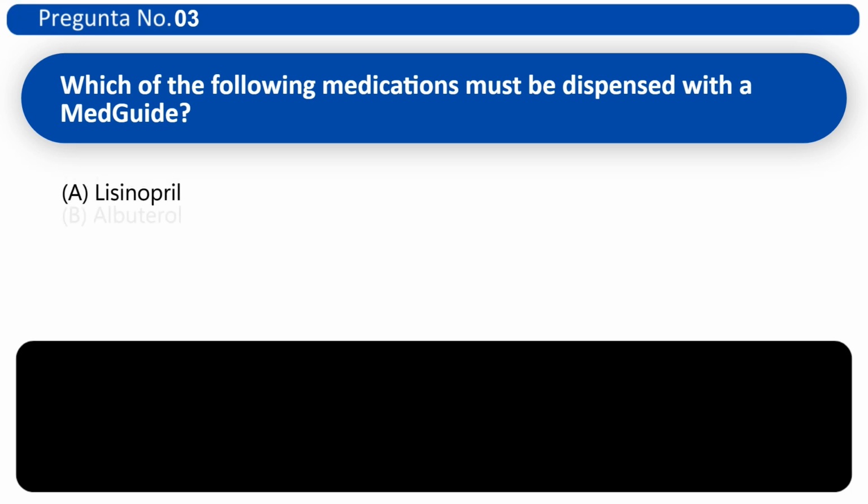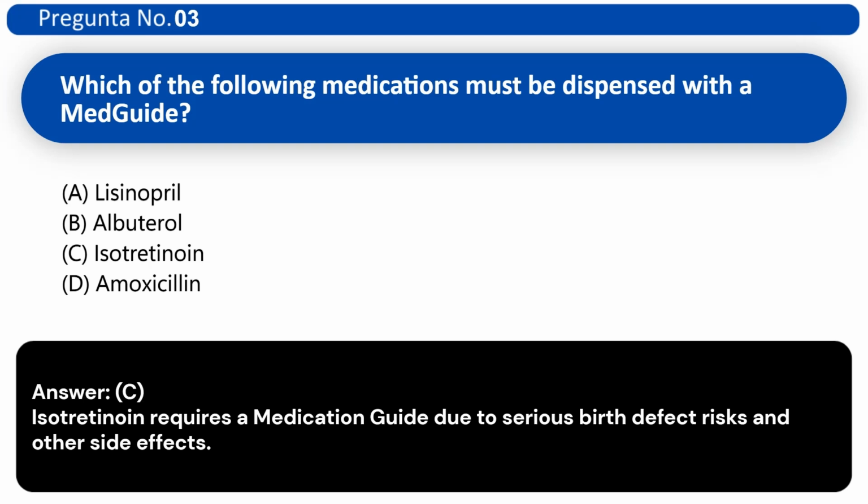Which of the following medications must be dispensed with a med guide? A. Lisinopril. B. Albuterol. C. Isotretinoin. D. Amoxicillin. Answer, C. Isotretinoin requires a medication guide due to serious birth defect risks and other side effects.